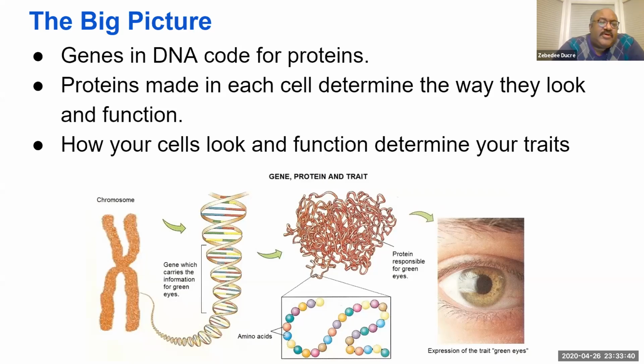The big picture: genes and DNA, and the DNA basically code for proteins. You need to understand that your actual protein sequence, that's what gives you the specific traits you have, like your skin color, eye color, etc. And the proteins are made in each cell, and they determine the way the cells look and their actual individual function.